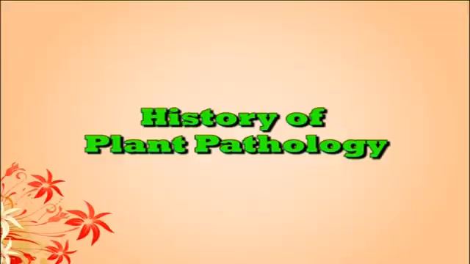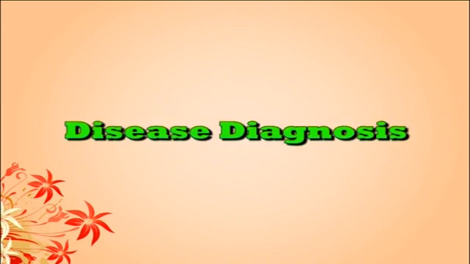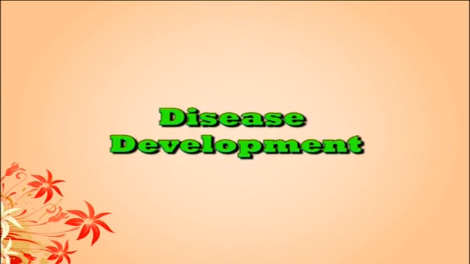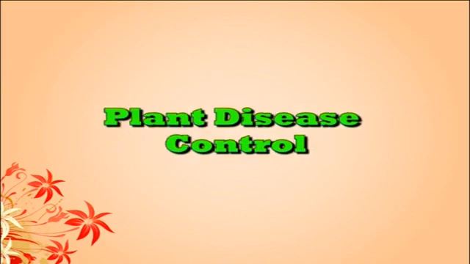Hence, in this episode, the following aspects are going to be seen. They are history of plant pathology, the disease triangle, disease diagnosis, disease development and plant disease control.